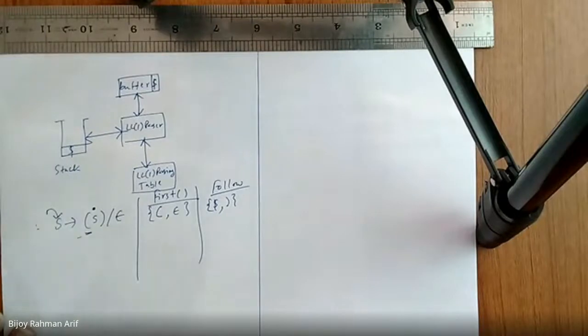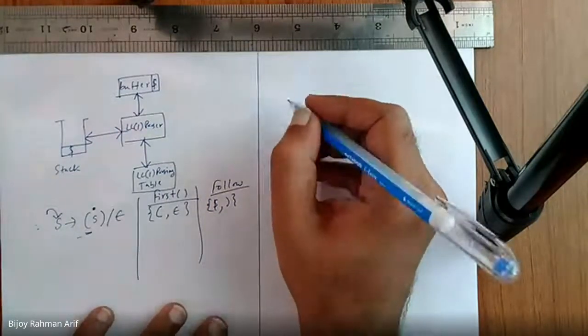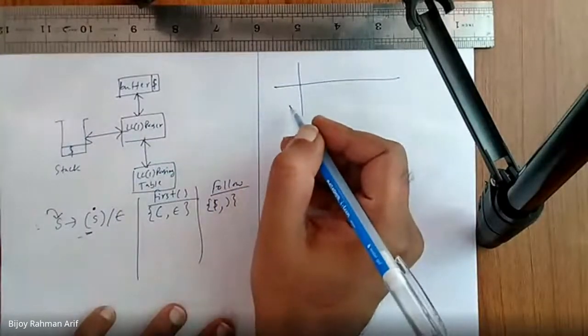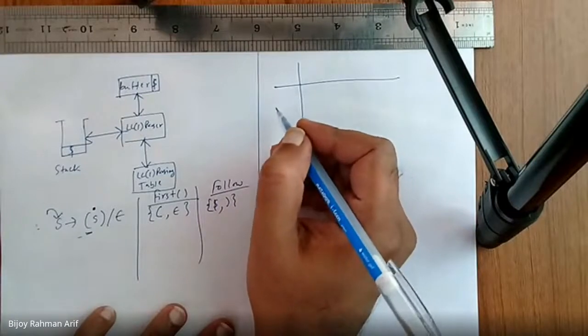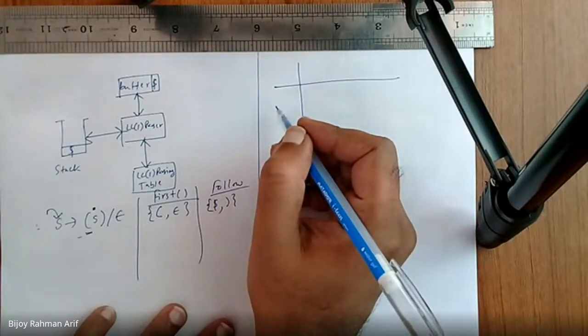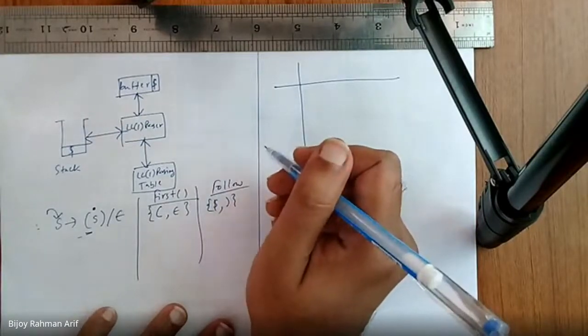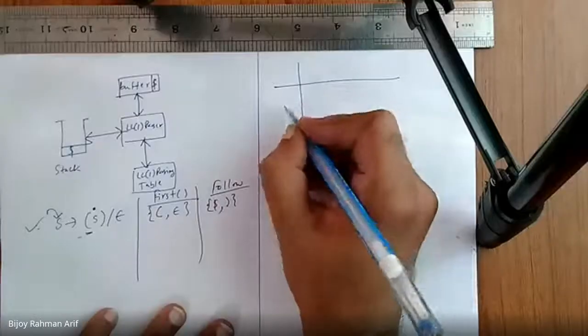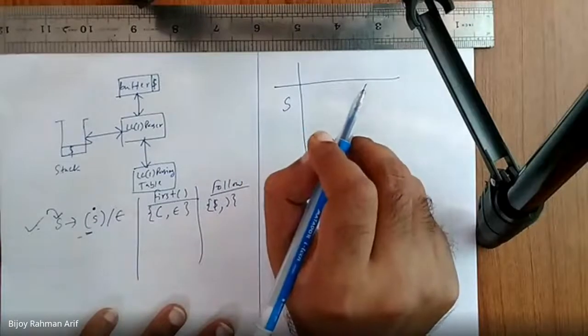During generating the parsing table, how can I construct a table? You are going to create a table like this. On the leftmost column, you will put all the variables. So how many variables are there in this grammar? One, that is nothing but S. On the topmost row, you are going to write all the terminals.